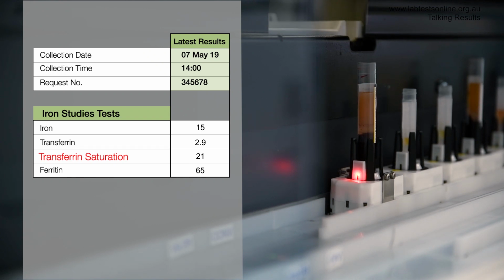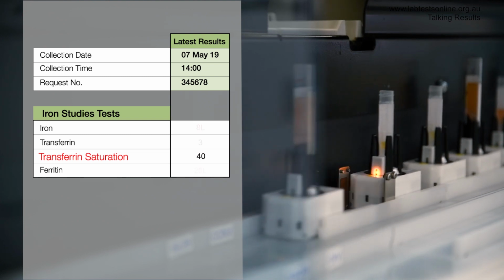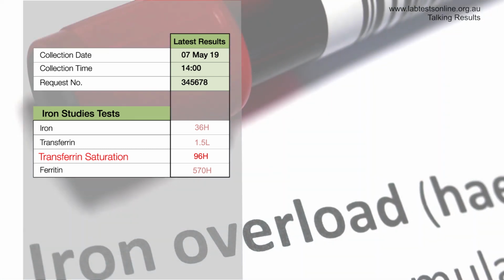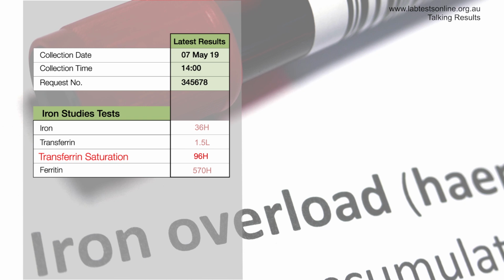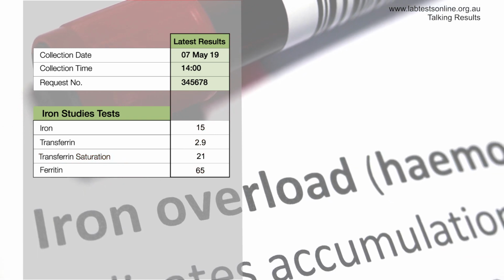The number represents the amount of iron that has been attached to transferrin as a percentage of transferrin's total iron carrying capacity. It is a more accurate indicator of the amount of iron in the body than either serum iron or serum transferrin alone. If you have iron deficiency, transferrin saturation is likely to be low and high if you have iron overload. A higher transferrin saturation can be the earliest sign of the iron overload disease, hemochromatosis.